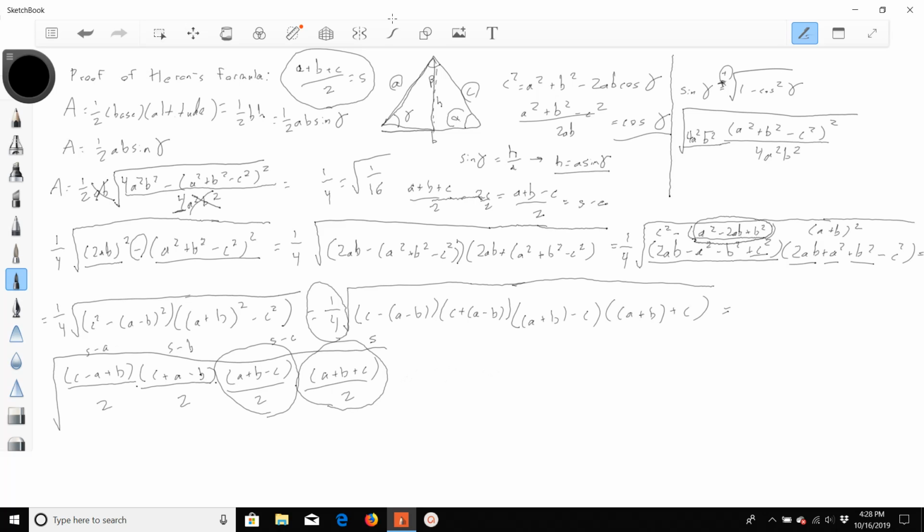So we get the square root of, look at that, s times (s minus a) times (s minus b) times (s minus c). And that's Heron's formula. That's Heron's formula. That's it. It's a nice formula to use.